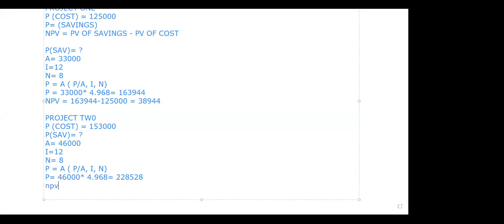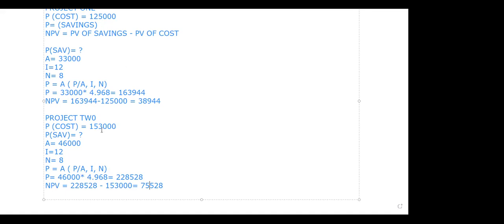Therefore, the NPV of this second project will be what? The net present value will now be the present value of the savings minus the initial investment. And that will give us 75,528. So it means the proposal from APP, if we go into it, our net gain over a period of 8 years will be $8,944. If we go to the project being offered by Siemens, we'll be getting 75,528.